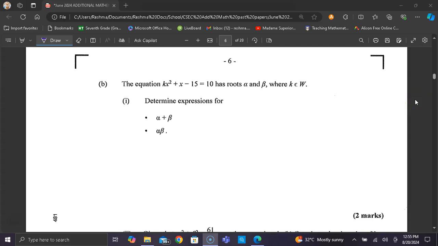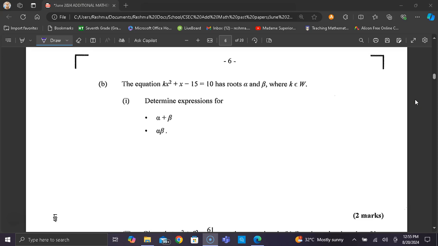So we're continuing with CSEC Add Math May 2024 Paper 2, and we're on question 1, Part B. This question is on sum and product of roots. The equation kx squared plus x minus 15 is equal to 10 has roots alpha and beta, where k is a member of the set of whole numbers. So Part 1, determine expressions for alpha plus beta and alpha beta for 2 marks.